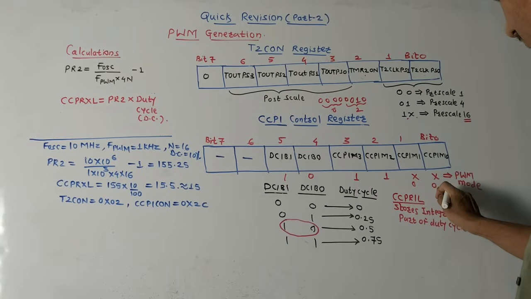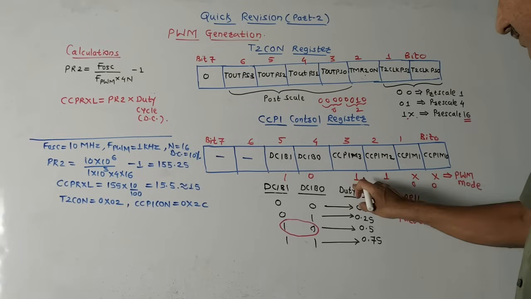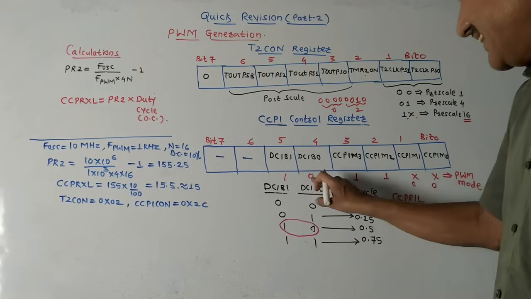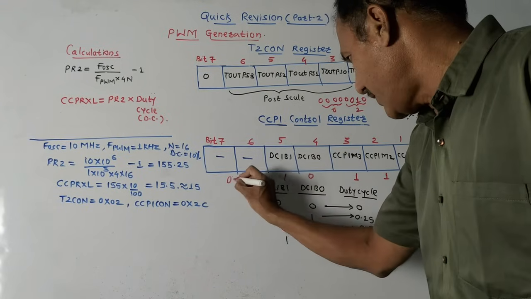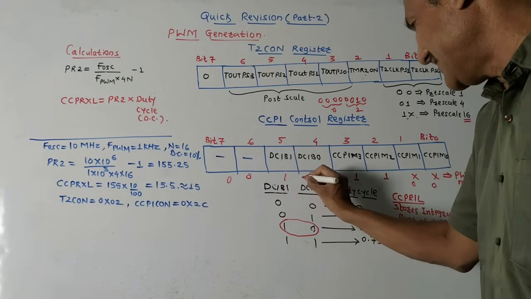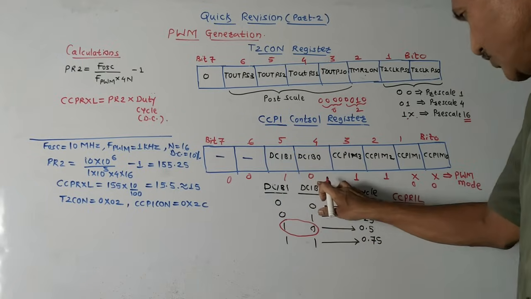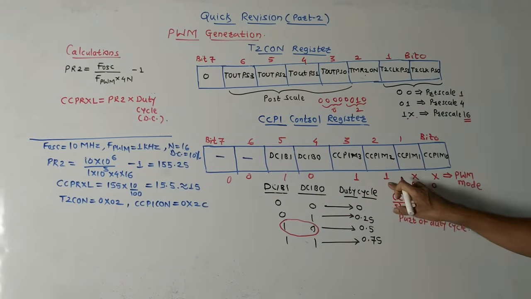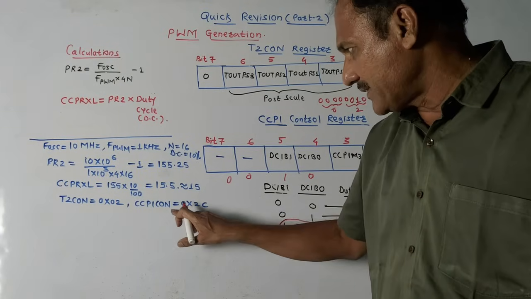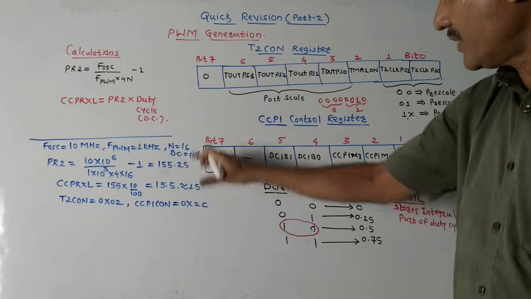So this value is 12, that is C. And this corresponding value, if I assume these bits are 00, then this is 2. So it is 0x2C, because this value is 2 and this is 12, that is C. So these are the contents of CCP1 control register.